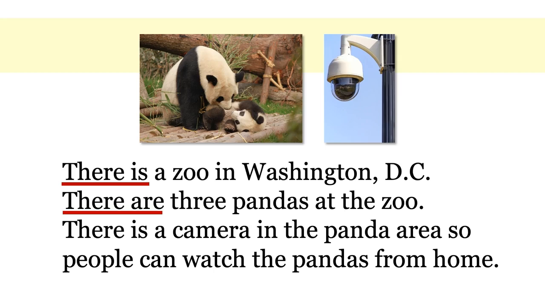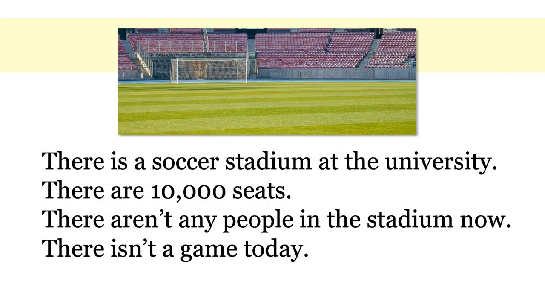Let's look at some more sentences with there is and there are. These sentences describe a soccer stadium. Let's look. There is a soccer stadium at the university. There are 10,000 seats. There aren't any people in the stadium now. There isn't a game today. These sentences tell us about the soccer stadium. This is how we use there is and there are.